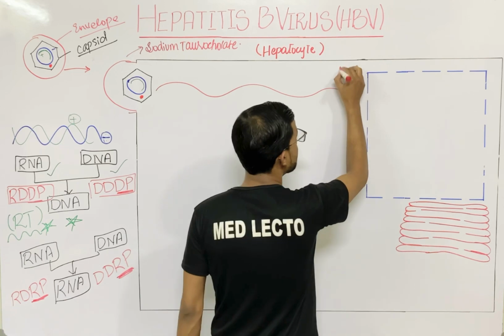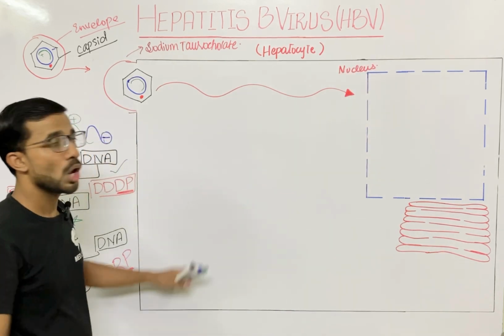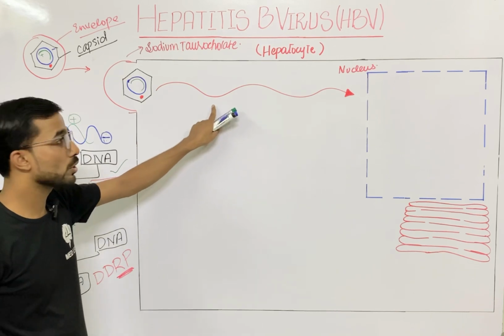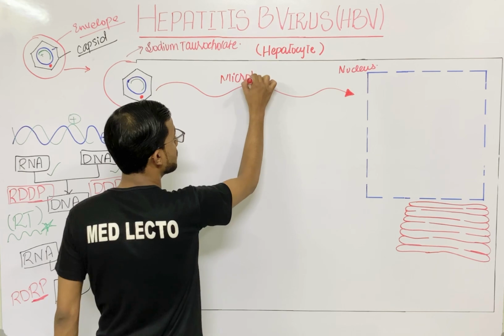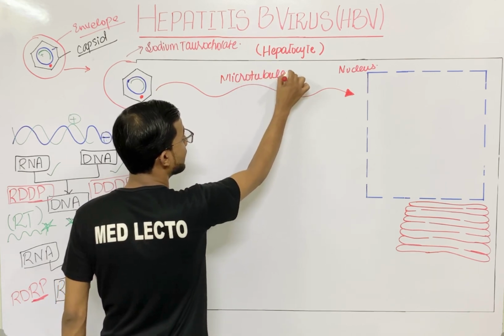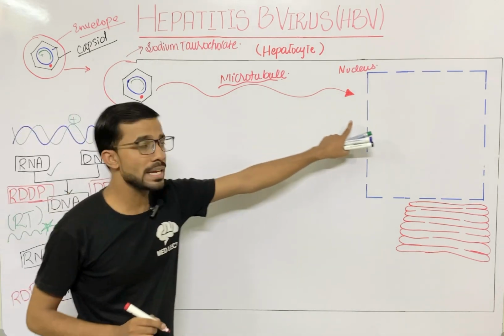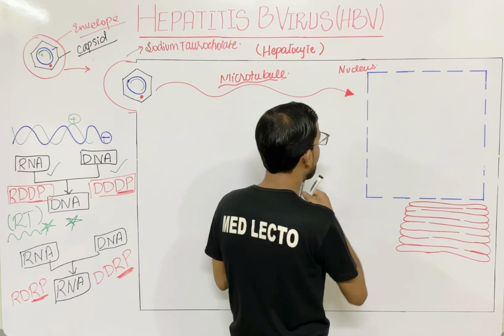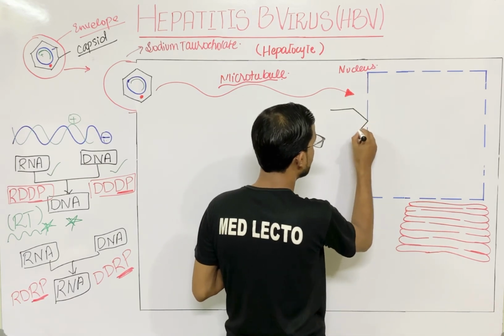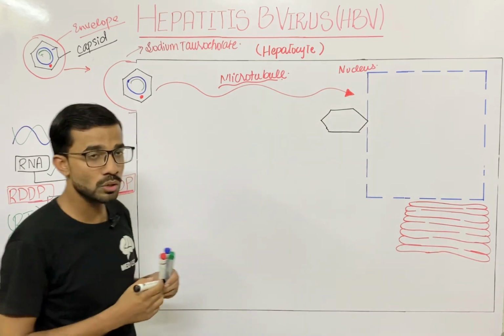Now after that, that capsid will move towards the nucleus of the hepatocytes. So here is basically the nucleus of the hepatocyte. This process happens through the microtubules present in the hepatocytes. Microtubules are actually the skeleton of the cell. That capsid will move towards the nucleus, and after that, that capsid will attach to the nuclear pores of the nucleus.